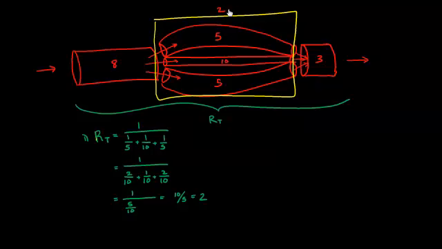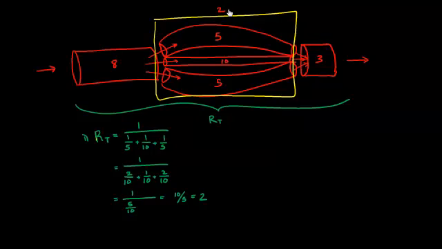And that makes sense with our rule, because we said that when things are in parallel, the total resistance is going to be less than any component. And in fact, 2 is less than 5, 10, and 5, right? It's less than any of those numbers individually.